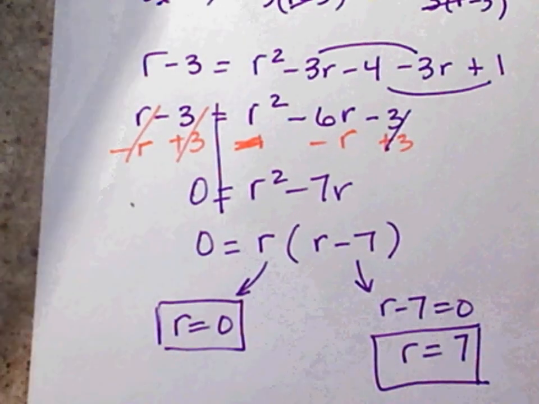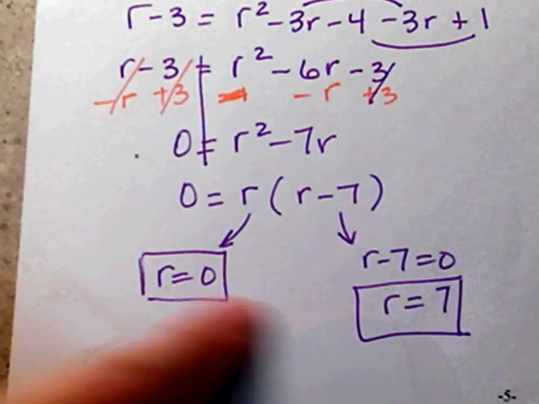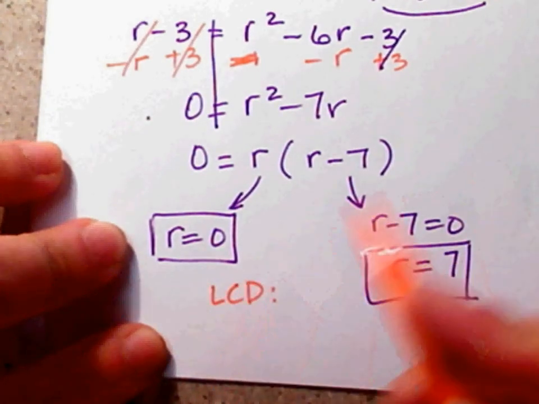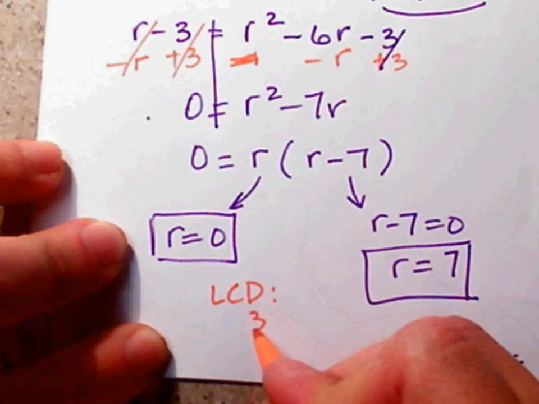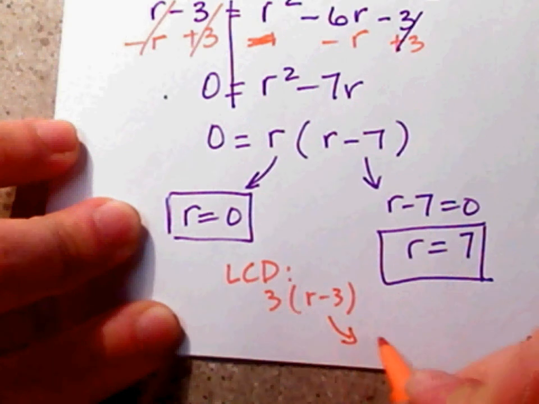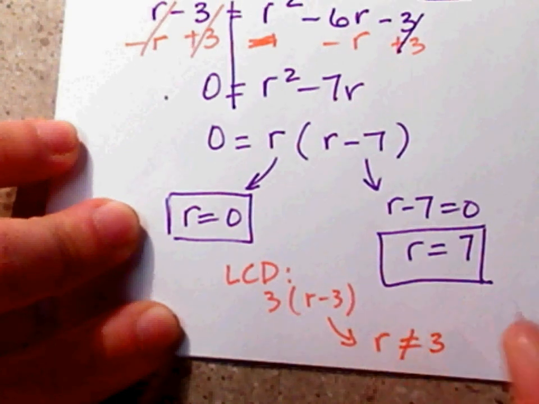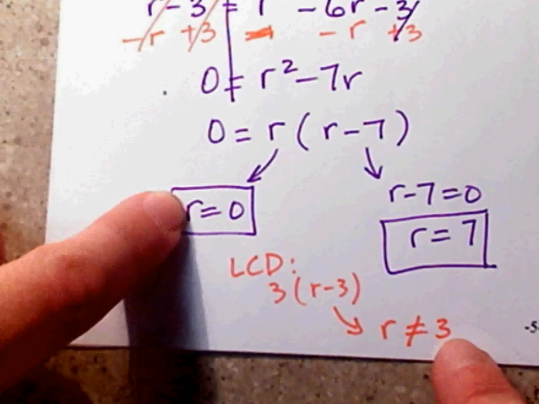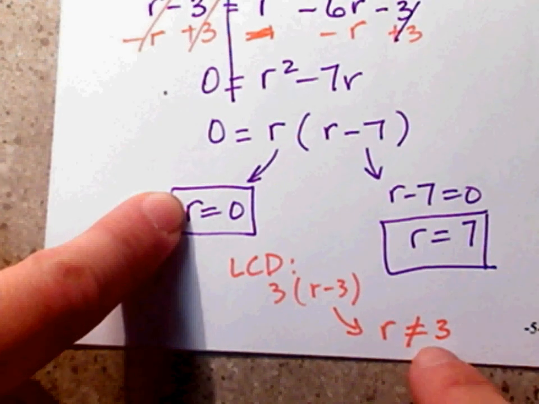Check your LCD. Least common denominator was 3r minus 3. Okay? So, r cannot be 3. Is either one of these my not solution? Any one of those a 3? No. So guess what? Both of these are your correct answers.